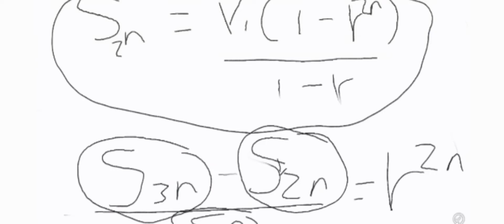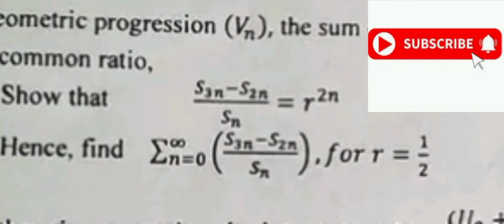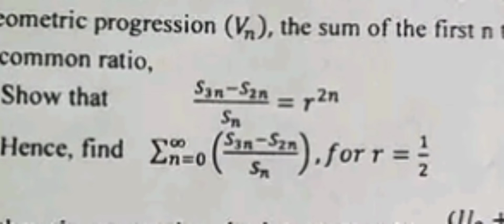For a geometric progression Vn, the sum of the first n terms is Sn equals V1 into bracket 1 minus R raised power n over 1 minus R, R not equal to 1, where R is the common ratio. So we are asked to show that (S3n minus S2n) over Sn is equal to R raised power 2n.